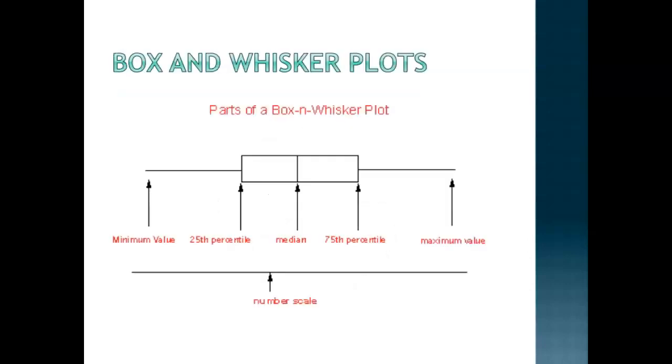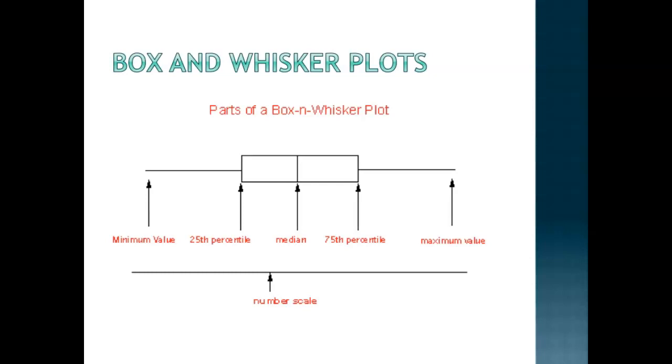Next, we have box and whisker plots. Now, box and whisker plots is a way of representing data, and as the name suggests, you have a box and you have two whiskers on either side. Wherever the end of that whisker is, on the left and on the right, those represent your minimum and maximum values. Now the box represents the middle 50% of your data.